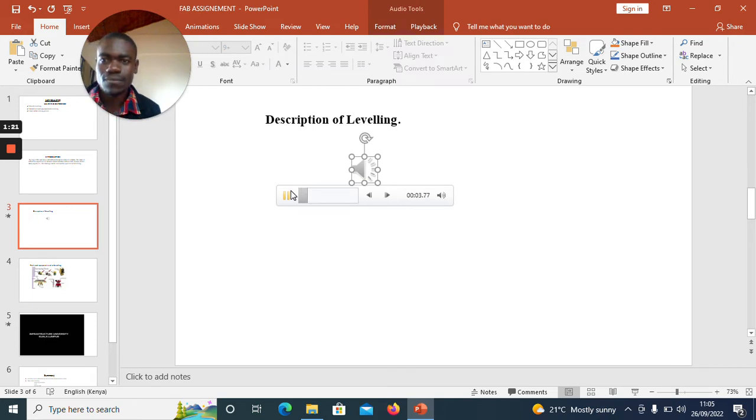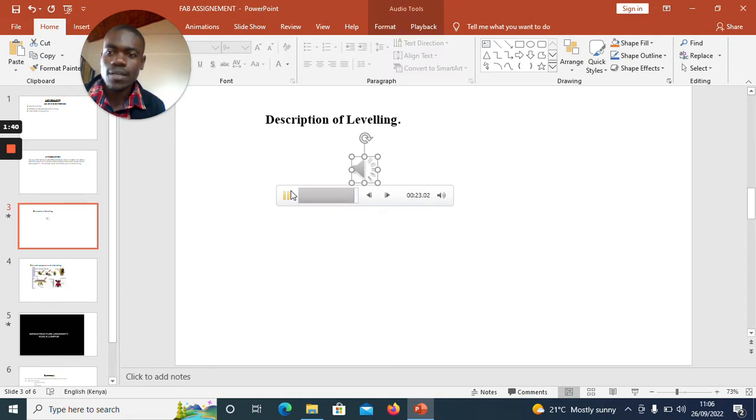Leveling is the art of determining relative altitude of points on Earth's surface. It is used in surveying to establish the elevation of a point relative to a datum or establish a point at a given elevation relative to a datum.